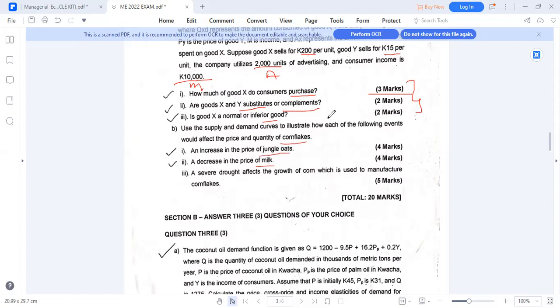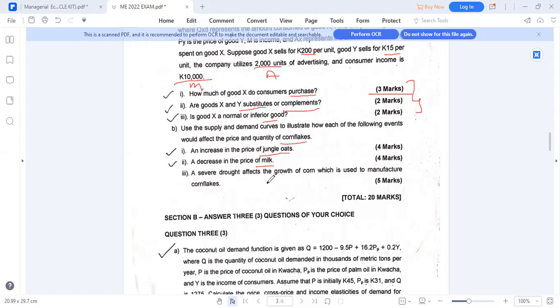The cornflakes and Jungle Oats, what are they? They are substitutes. Good. Then cornflakes and milk, what are they? Complements. So what will happen if there's an increase in the price of Jungle Oats? People will switch and buy more cornflakes. So we call that the substitution effect. How about if the price of milk goes down, what will happen? There'll be an increased demand for cornflakes, because they go hand in hand, they're complements.